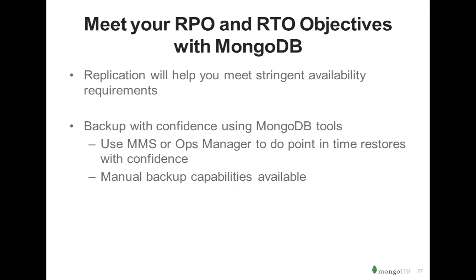So in summary, I'd say you can meet your business objectives for availability. You can meet your RPO and RTO objectives with MongoDB. You can use replication, with which you can meet your availability requirements. You can protect against disaster by having replica sets span geographies, and so on. You can use backup methods. In these, I'd say we will leave MMS and Ops Manager. That helps you a lot, especially if you need to do point-in-time restores.